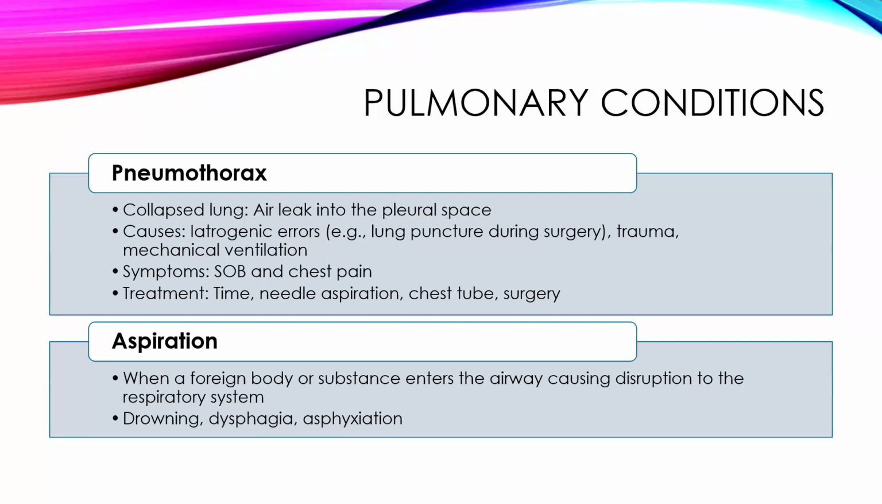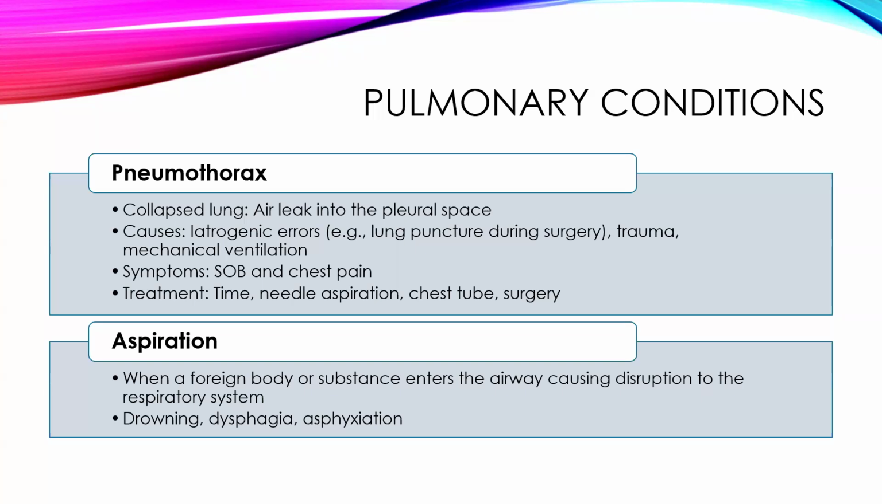Pneumothorax is a collapsed lung. This is where air is leaking into the pleural space. This could be caused by iatrogenic errors, so something like an illness that's caused by a medical exam or treatment. For example, their lung was punctured during surgery. It could be caused by trauma, so a gunshot wound or a car accident can cause pneumothorax.